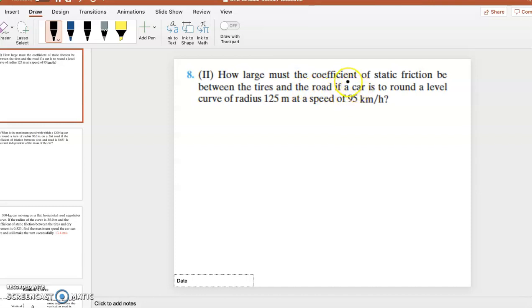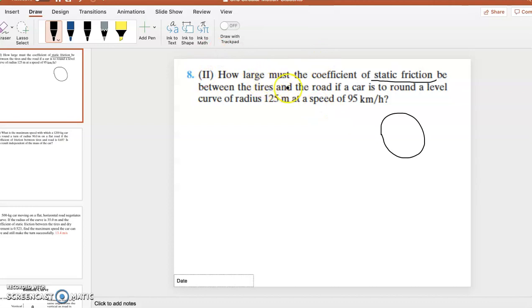Just for you to know, even if the problem doesn't ask about straightforward velocity or acceleration or force, it could be asking about something like static friction, and it should be all right. So again, I'm just reminding you, we are talking about a horizontal circle or a horizontal turn.